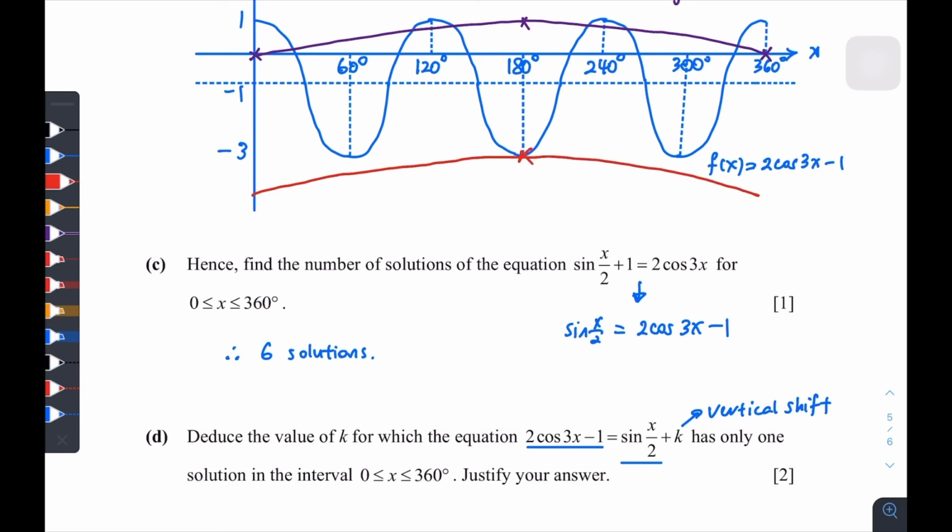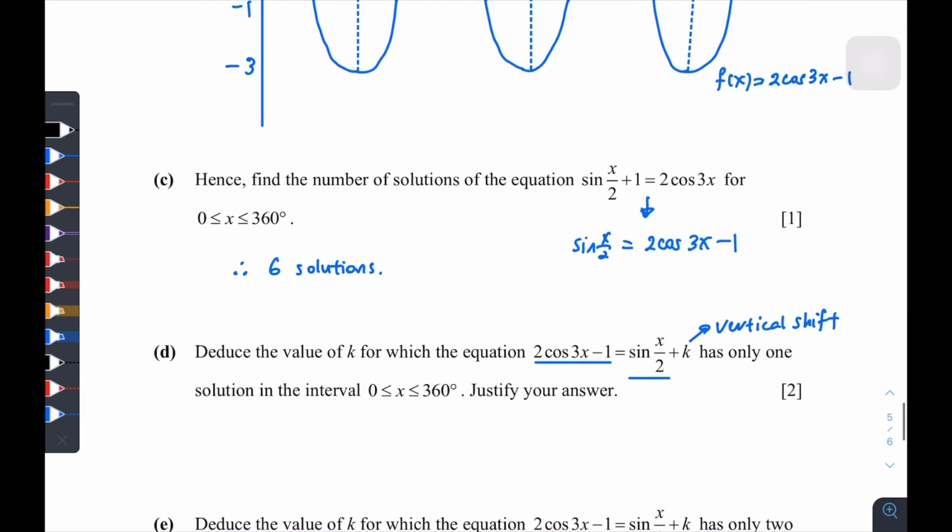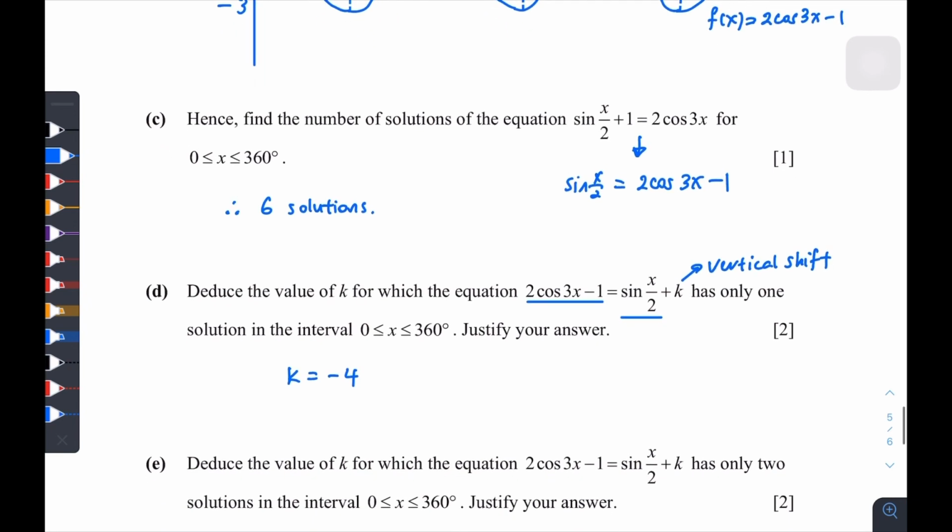There's only one intersection over here. How many units do we need to shift down? This would be negative 4. Because we hit here at negative 3, the spacing is 1 unit, the amplitude is 1, so from negative 3 we go down 1, minus 1, which is negative 4. I'm going to remove this because it's going to be messy. So k is equal to negative 4. That's how much you need to shift down to get one intersection. So k equals negative 4.